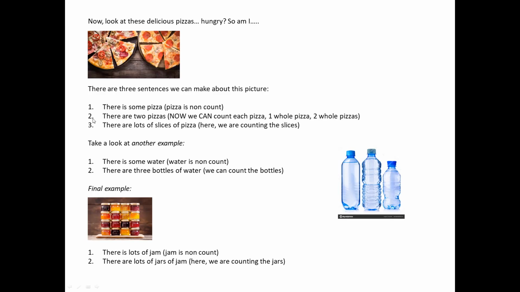But we can change it in number 2 to make it count. So there are 2 pizzas. 1, 2. In this case, we're counting the whole pizza. So 1 pizza, 2 pizzas, 3 pizzas. We can also count the slice. Slice, slice, slice, slice. There are too many to count. We can just say lots of. So there are lots of slices of pizza. Here we're going to count each slice.